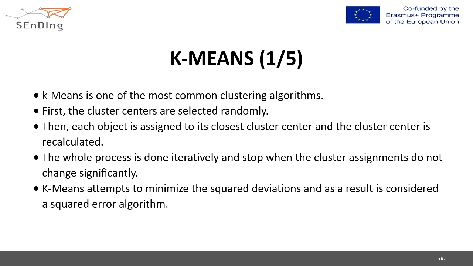K-means is one of the most common clustering algorithms. First, the cluster centers are selected randomly. Then, each object is assigned to its closest cluster center and the cluster center is recalculated. The whole process is done iteratively and stops when the cluster assignments do not change significantly. K-means attempts to minimize the squared deviations and as a result is considered a squared error algorithm.